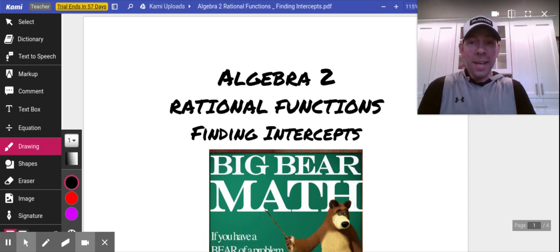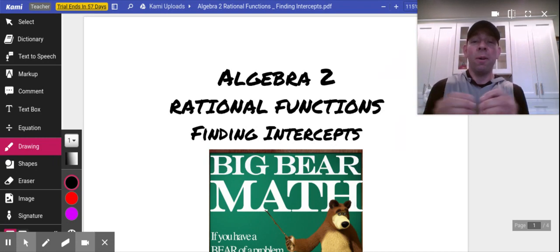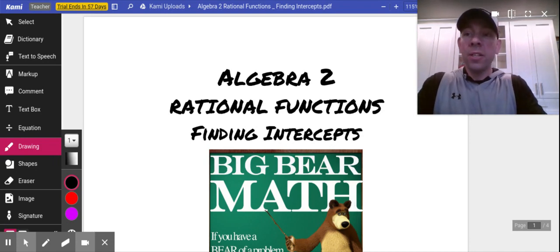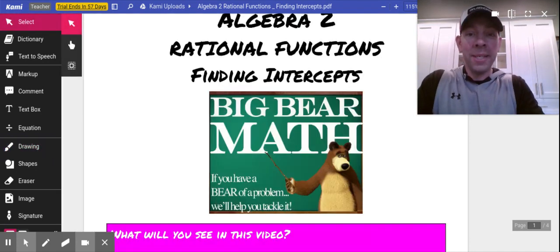Hey, welcome to day 4 as we investigate rational functions. Today's theme is we're going to be looking at finding the intercepts, the x-intercepts and the y-intercepts. And we're just gradually building and building and building. Each day we're looking at different characteristics of these rational functions. And hopefully tomorrow we're going to be able to put it all together and draw some really nice sketches of these graphs by hand. So where are we going today?